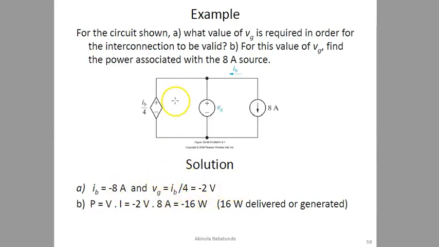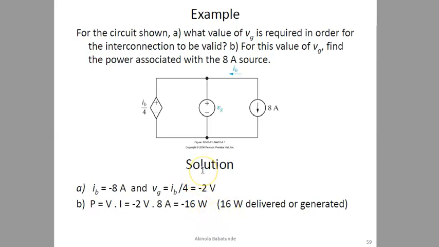Then the power associated with the 8 ampere source will be equal to current times volt. The current is 8 amperes, right? And then the volt is going to be equal to -2. Okay, the voltage that is seen by this current is -2 volt because VG is -2. So we have -2 multiplied by 8, and that would give us -16 watts. In this particular case, it simply means that power is being delivered or generated.